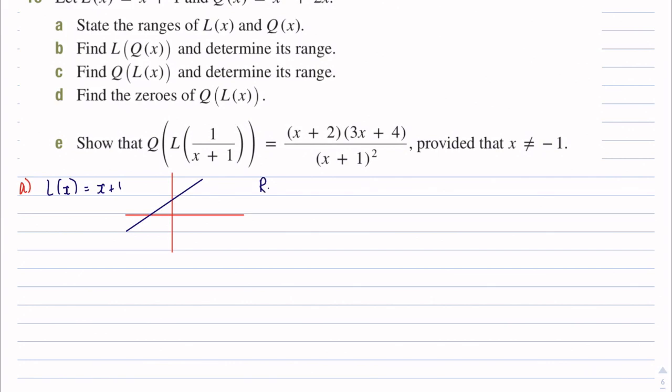So its range, there's no limit on its range, all real y.